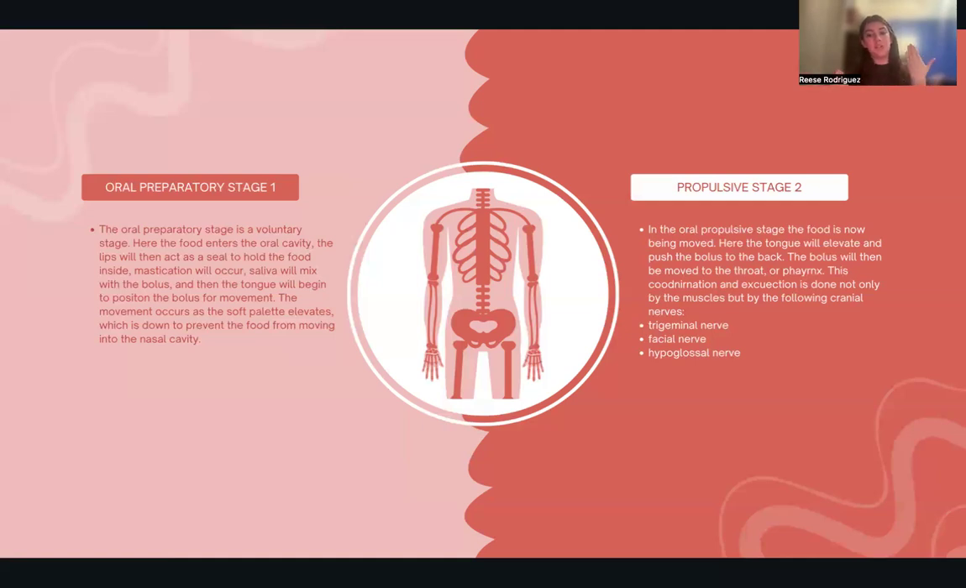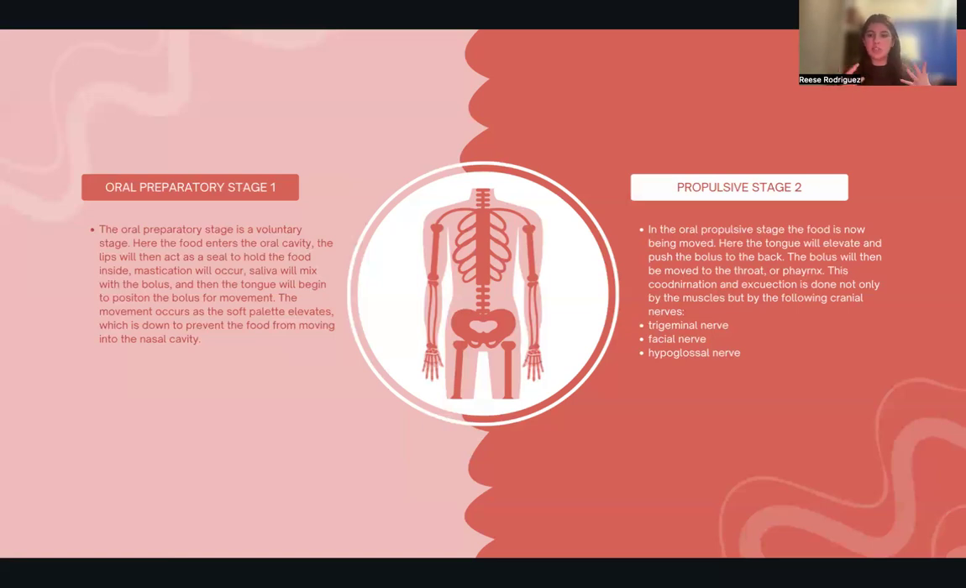Then we are also going into the propulsive stage, which is the second stage in swallowing. Here, this is also a voluntary stage, meaning that it is conscious. We do have control. And now our food is being moved. So again, the tongue is going to elevate, the bolus is being pushed to the back, and then it's going to be pushed to the throat or the pharynx.